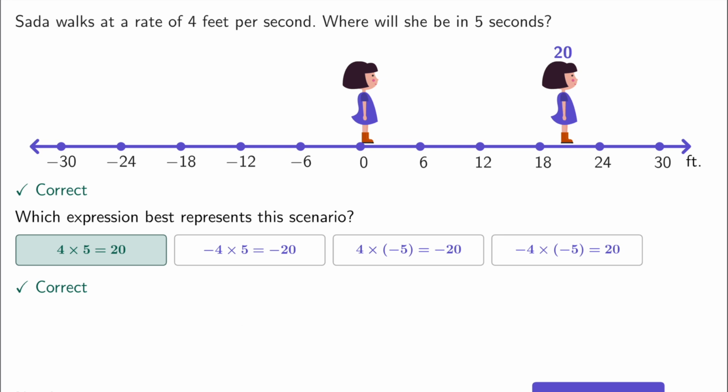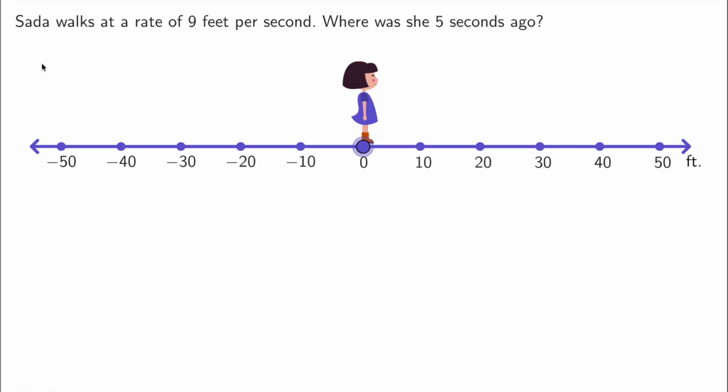Let's find out another problem. Sada walks at a rate of 9 feet per second. Where was she 5 seconds ago? This question asks you, before 5 seconds, where should I place her? So she is walking at a speed of 9 feet per second, and before 5 seconds, she will be where? I am giving you some time to think.